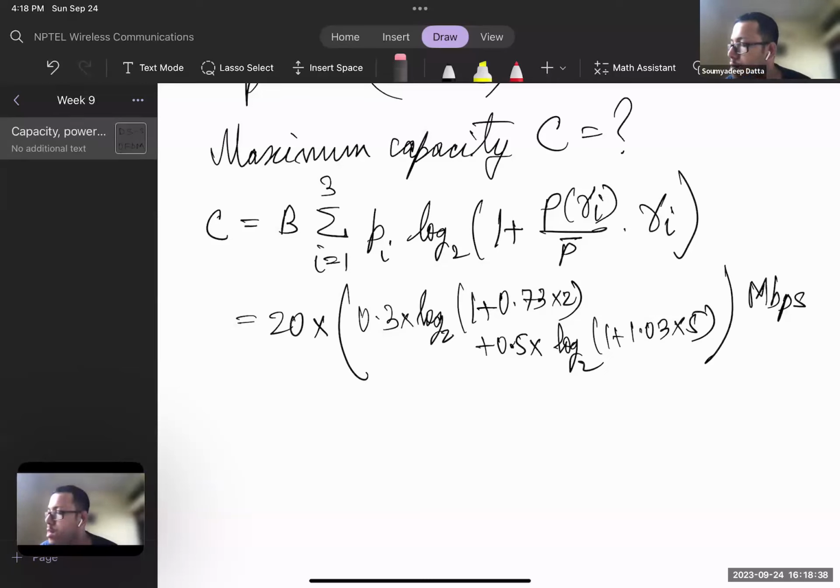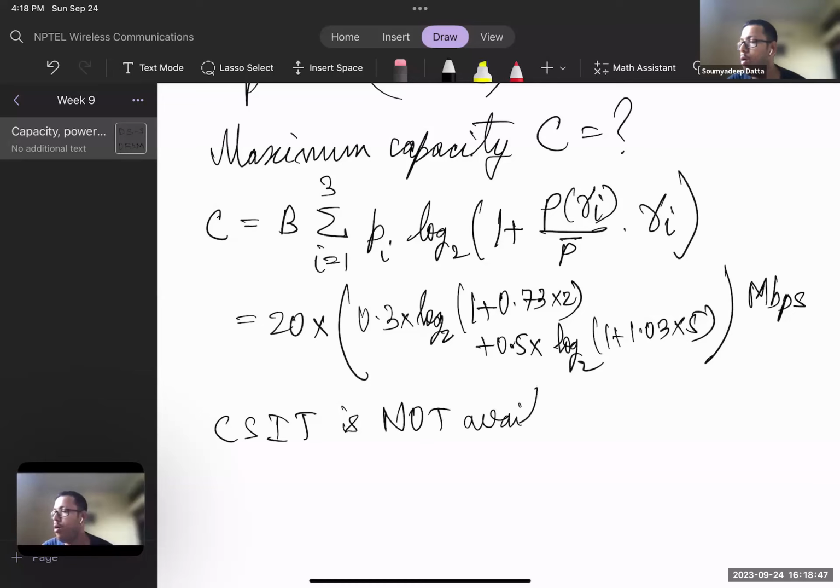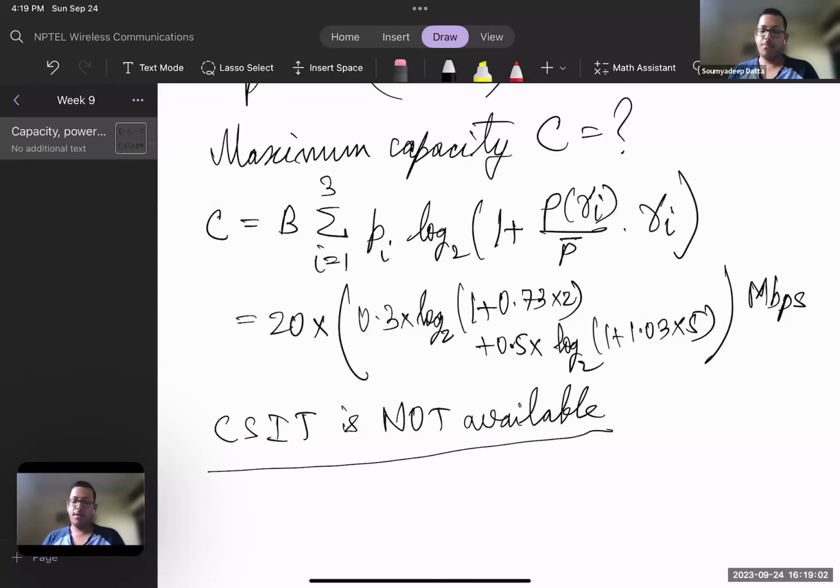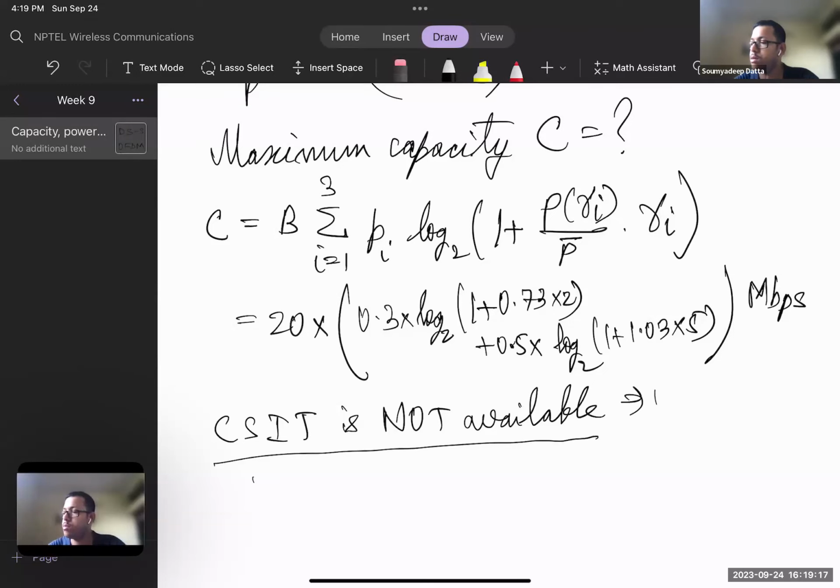Now you are told that CSI for the same channel, CSIT, is not available. What does this mean? This typically means that you have some statistical knowledge at the transmitter. You have some statistical knowledge of the channel, but not the exact knowledge. So you don't know the current state of the channel, which means that you cannot do water filling. So if CSIT is not available, you essentially cannot do water filling.